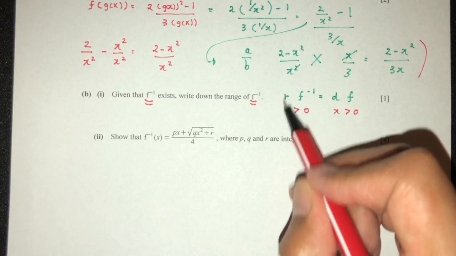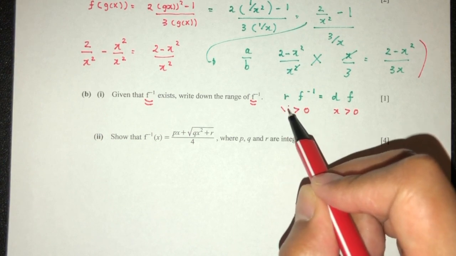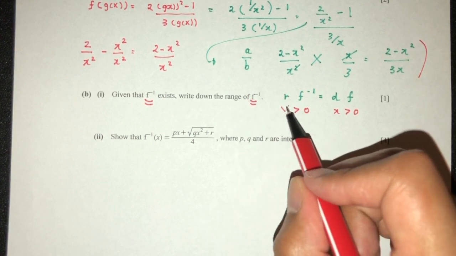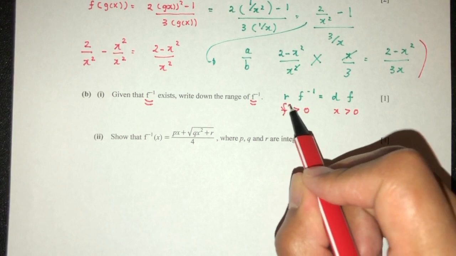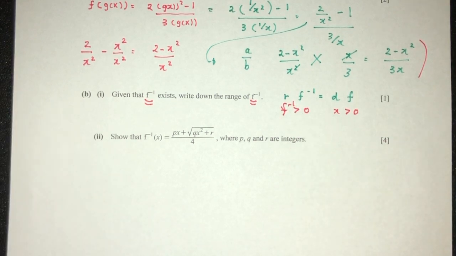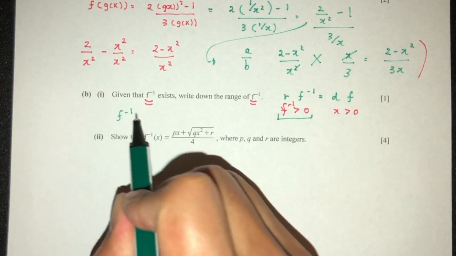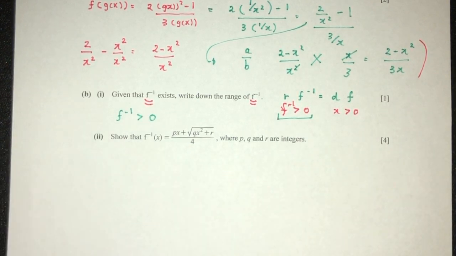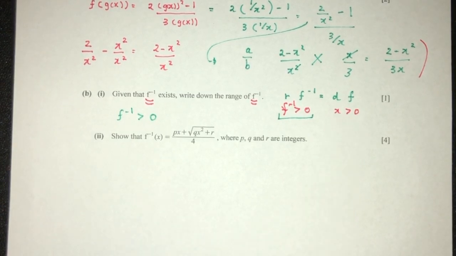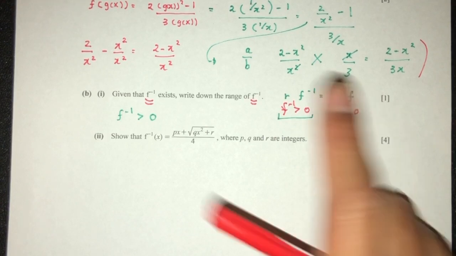But to write the range, we use y. Sorry, we have f inverse here, so we have to write f inverse is more than 0. So here you go, we have this as your range: f inverse is more than 0. Okay. Again, it should be easy. It is only 1 mark, right?